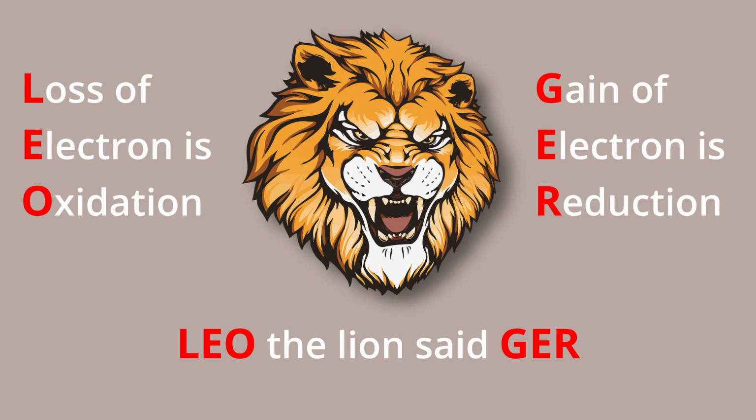To clarify, when we talk about oxidants, oxidative hemolysis, and oxidant injury, we are not talking about breathing oxygen, but more along the lines of Leo the Lion said GER, or loss of electron is oxidization and gain of electron is reduction. So what is this red cell injury I keep mentioning?